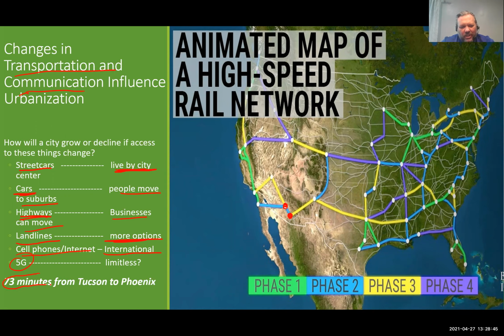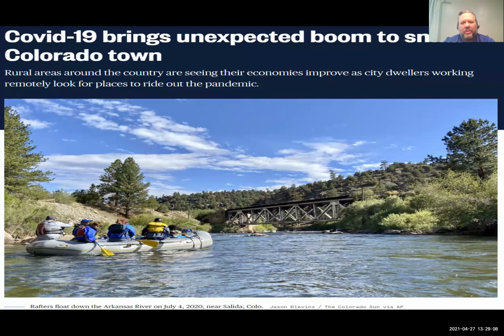And according to this, it would be about a 73-minute ride from Tucson to Phoenix or vice versa. So, is that reasonable? Somebody might say, hey, I want to work in Phoenix, but I want to live in Tucson, or they might have a stop somewhere halfway in between, and that might cause people to live there. And so, just the technology of the transportation system is going to be a big deal.